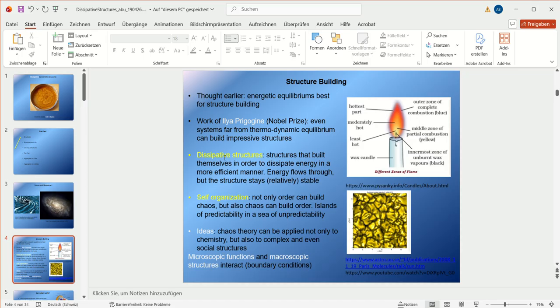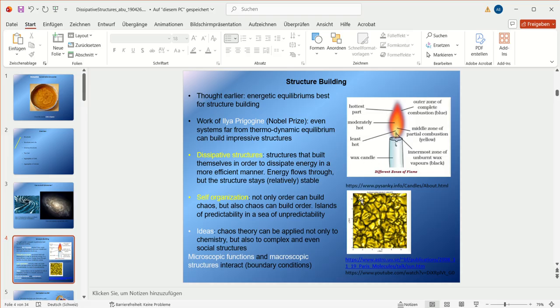And he dealt a lot with dissipative structures, which is exactly the description for energy flowing through a structure and the structure keeping its form despite energy and even material flowing through. And the best textbook example for this is a candle, because the wax flows through the flame and is being combusted, and the material changes all the time, but the structure of the flame stays basically the same.